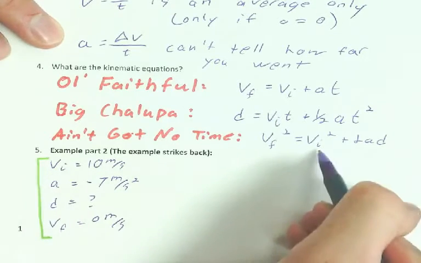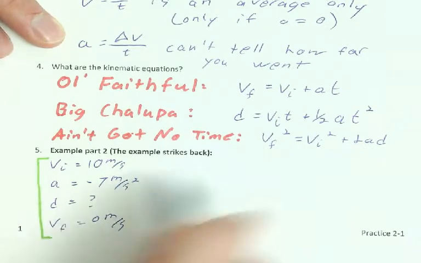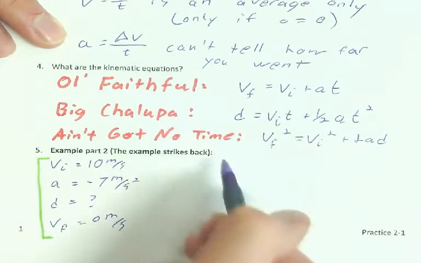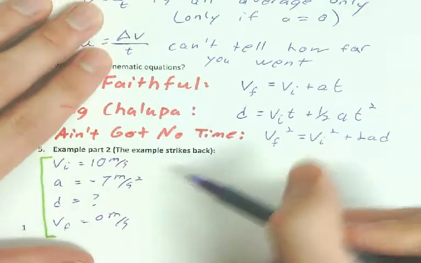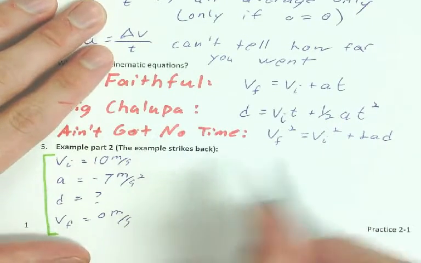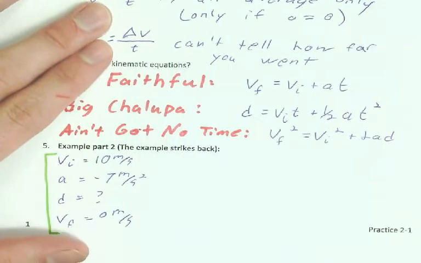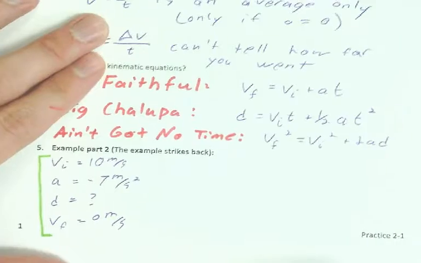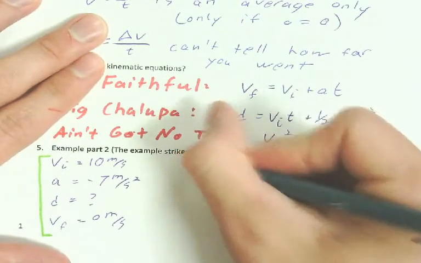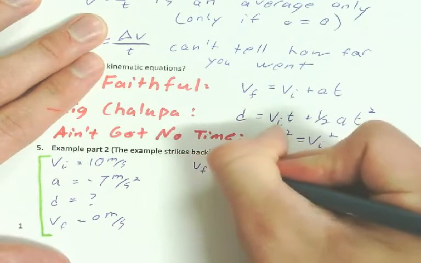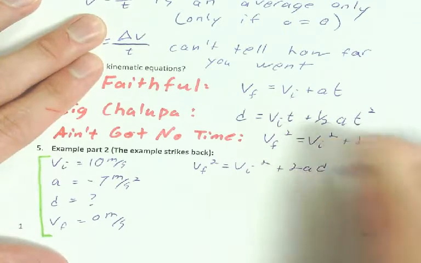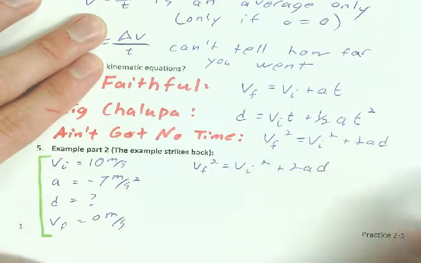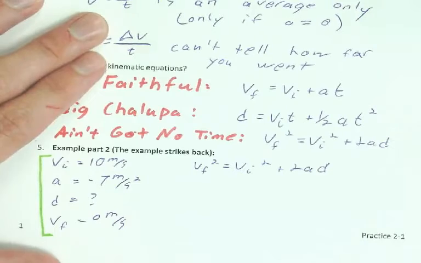VI, does it have that? Yes. A, does it have that? Yes. D, does it have that? Yes. VF, does it have that? Yes. So the equation I'm going to use is Ain't Got No Time. And you can either write out the name, or you can just set it up with the numbers. So the equation I'm using is Ain't Got No Time, and that's VF squared equals VI squared plus 2AD. Again, you need to at least show me the knowns and unknowns, the equation set up, and the answer, same as last unit.